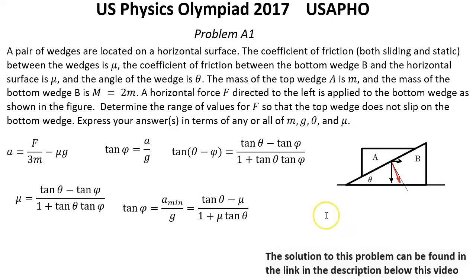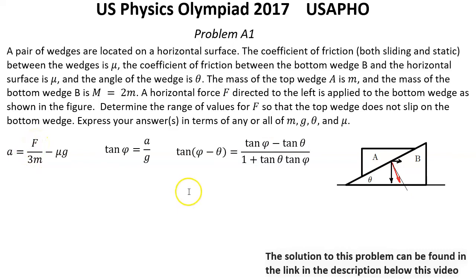In the same way we can find the maximum possible acceleration and maximum possible force F. Now we have angle phi greater than theta, and we have maximum possible acceleration, and we have to find the tangent of phi minus theta, and that will be the critical angle, equal to mu.